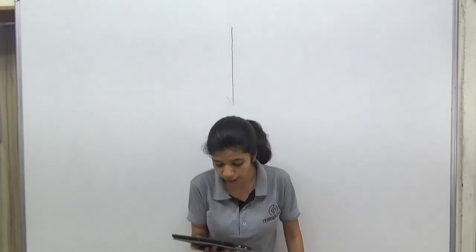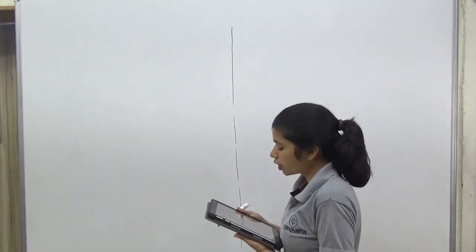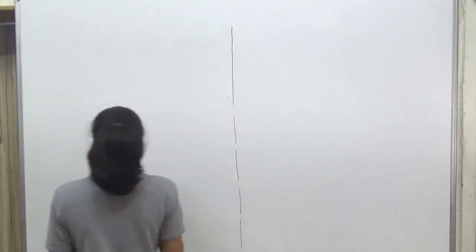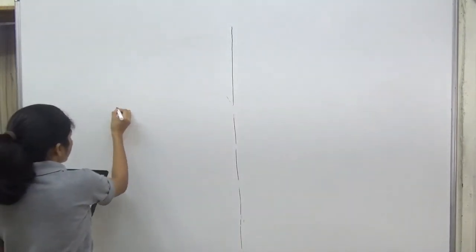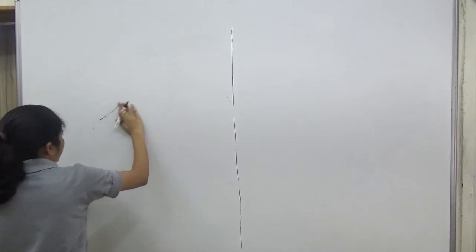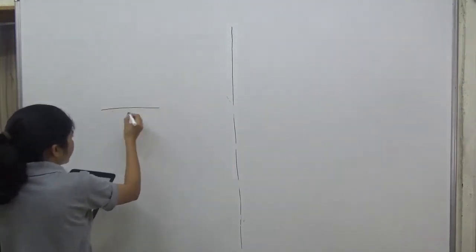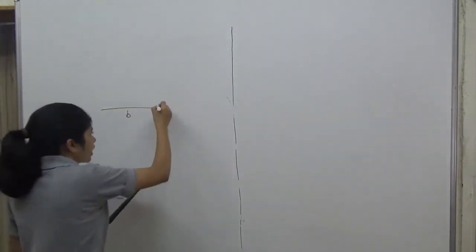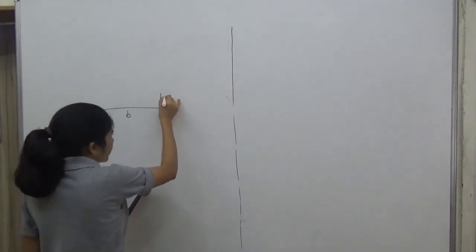Question number F3. The radius of the curved road on a national highway is r. The width of the road is b. The outer edge of the road is raised by a height h. So there is a curved road. Its width is b and the outer edge of the road is raised by h.